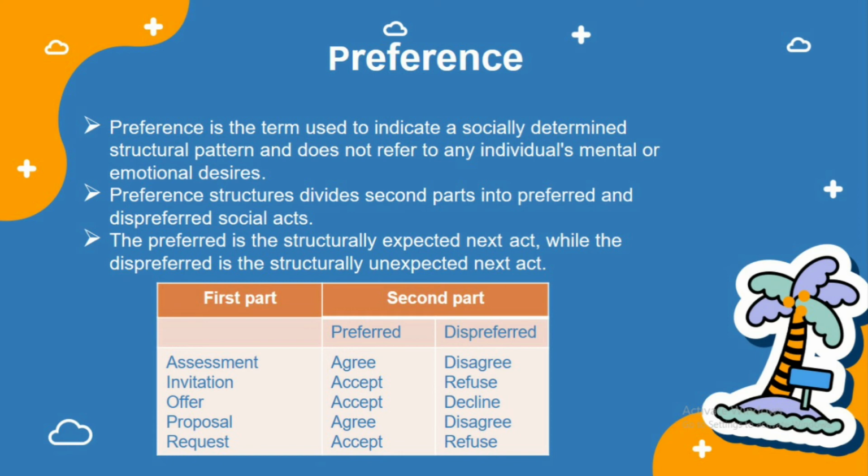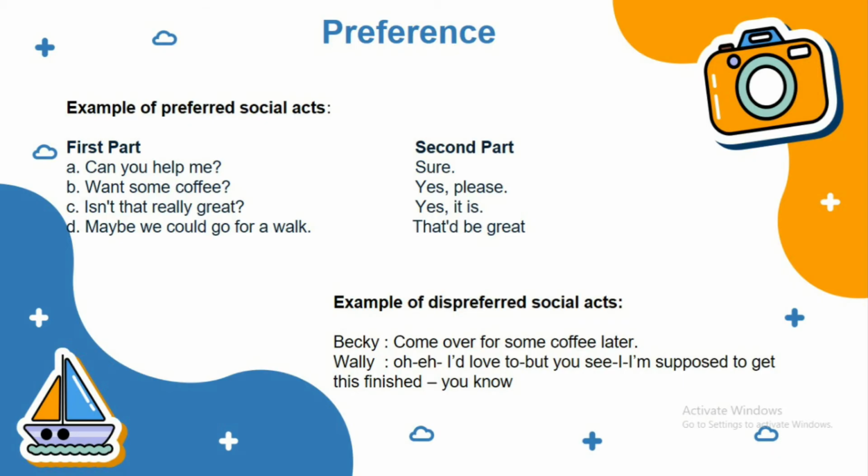Preference structure divides the second part into preferred and dispreferred social acts. The preferred is the structurally expected next act, while the dispreferred is the structurally unexpected next act. In this example, there are first parts and second parts. A: Can you help me? Sure. B: Want some coffee? Yes, please. C: Isn't that really great? Yes, it is. D: Maybe we could go for a walk. That would be great. This is an example of the preferred social act.